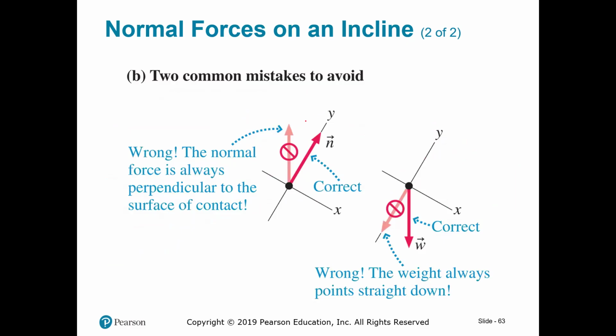So, two common mistakes to avoid, right? Normal force on the ramp: your normal force is not straight up. It's always perpendicular to the surface, right? Your ramp is slightly tilted. And your weight is not along the y-axis, but your weight is always straight down toward the center of the earth.